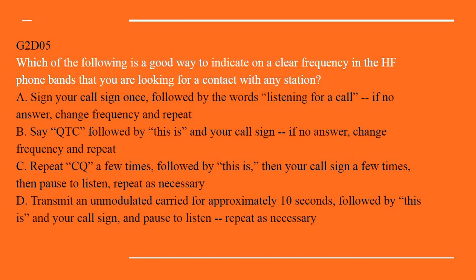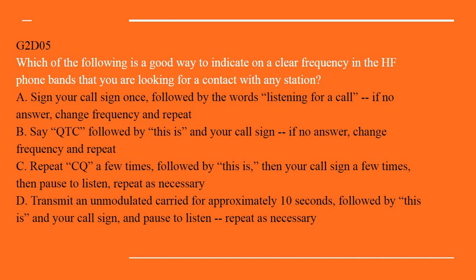G2D05, which of the following is a good way to indicate on a clear frequency in the HF phone bands that you are looking for a contact with any station? A. Sign your call sign once followed by the words listening for a call. If no answer, change frequency and repeat. B. Say QTC followed by this is and your call sign. If no answer, change frequency and repeat.